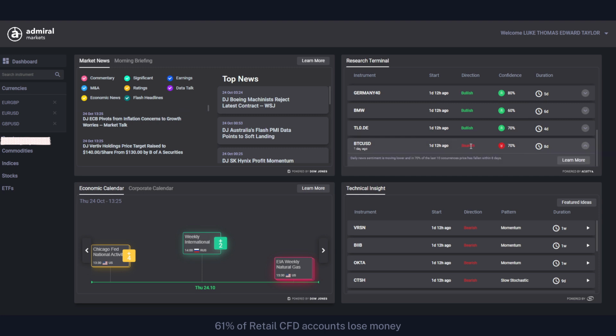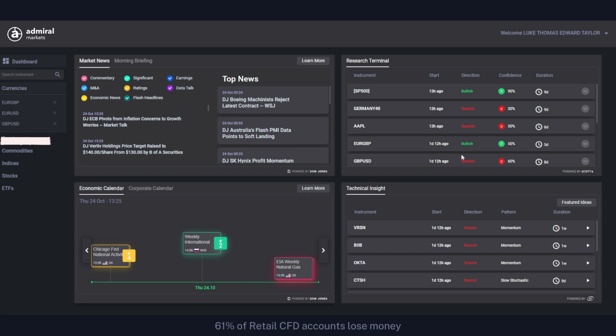For example, BTC USD: daily news sentiment is moving lower, and in 70% of the last 10 occurrences, prices fell within 8 days. Okay, I don't really pay too much attention to that. The one main thing I pay attention to is obviously the articles, and for the average Joe trader out there, they just look at the economic calendar. They'll be paying attention to this one, but this one I find really cool.